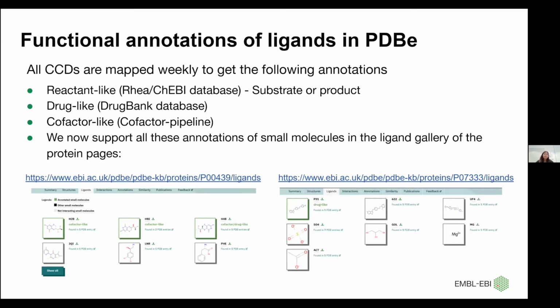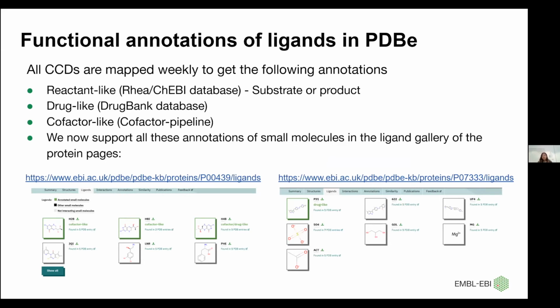And then we also have various functional annotations of ligands in our database. Every week we map each chemical component dictionary (CCD) entry to various databases. For example, to get an annotation for small molecules which can act as a substrate or a product, we go and map to the Rhea or KB database.